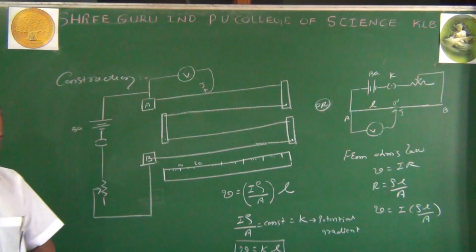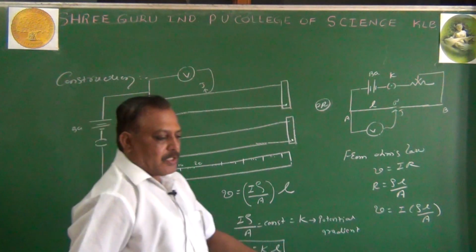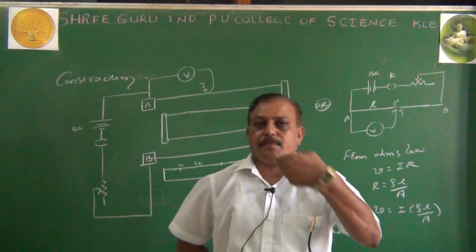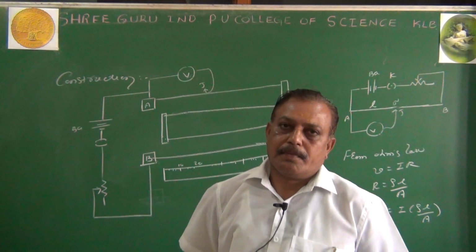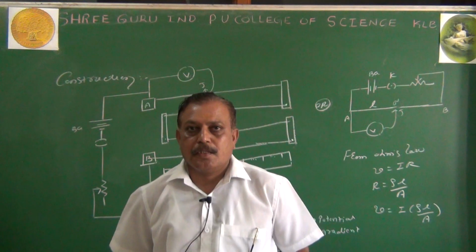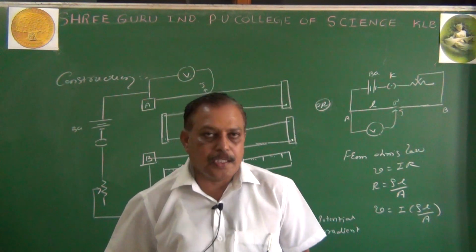Already we have studied in the first PUC, gradient. Any physical quantity divided by distance gives the gradient of that physical quantity. Velocity by distance, velocity gradient. Temperature by distance, temperature gradient.